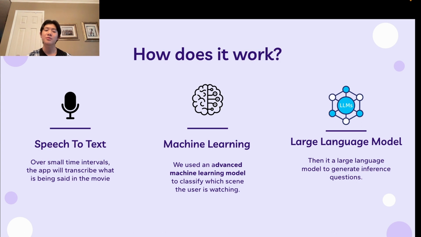Well, it uses a speech-to-text algorithm, which over small time intervals will transcribe what is being said in the movie. And afterwards, it will use a very advanced machine learning model to classify which scene the user is watching, and then retrieve the script and pass it to a large language model, which then uses the script that was passed through to generate inference questions for the user to answer.